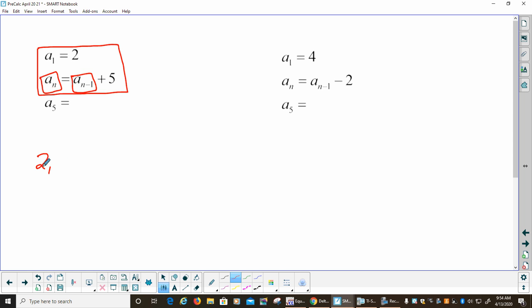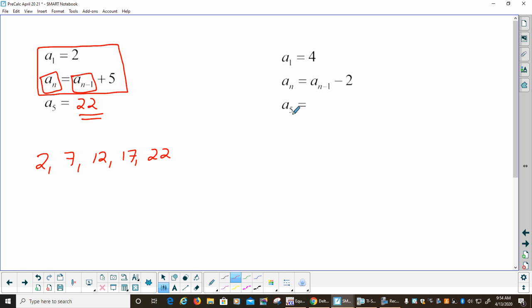To get the next term, take the one before it and add 5. So would that be 12? To get the next term, take the one before it and add 5. So 22. Okay. So a sub 5, 1, 2, 3, 4, 5 is 22. That's your answer, 22.